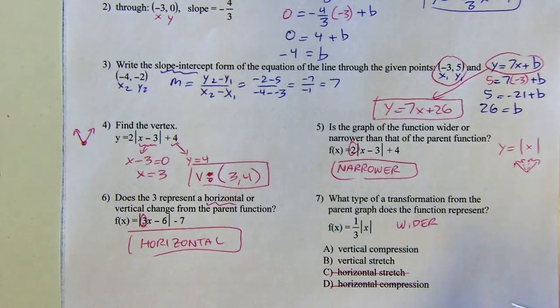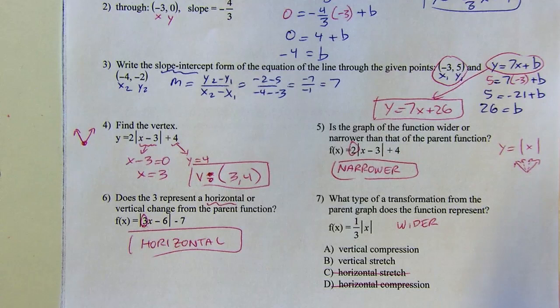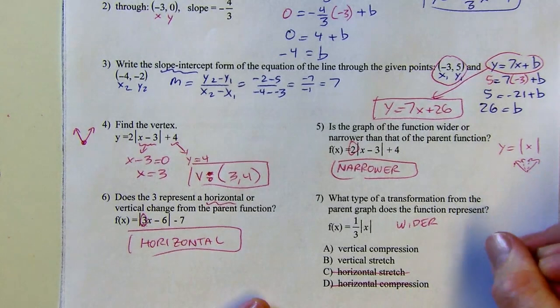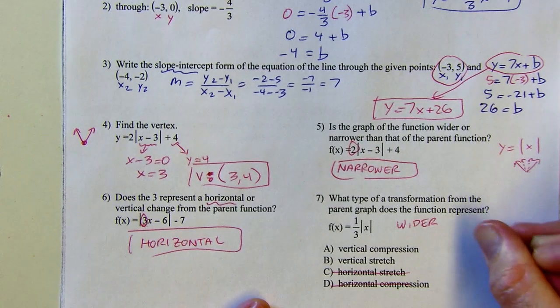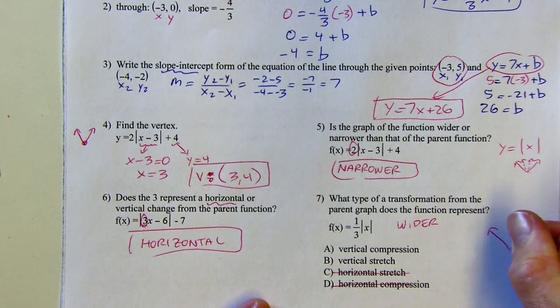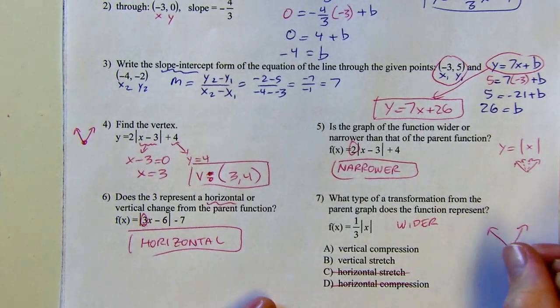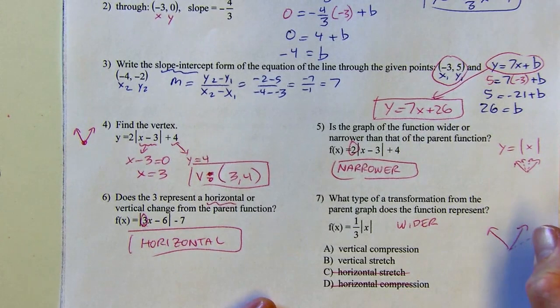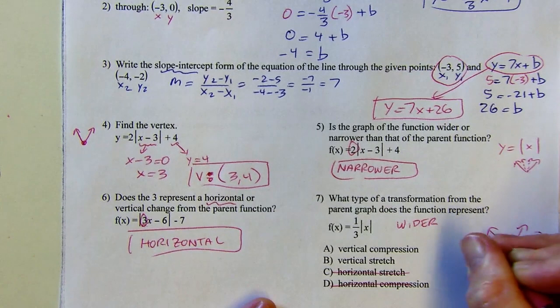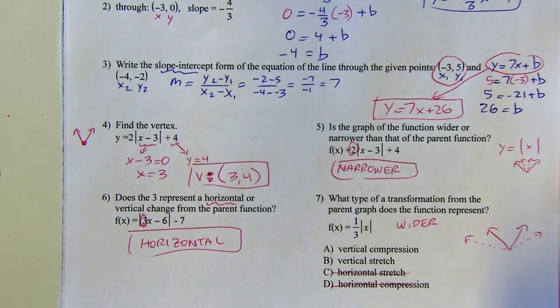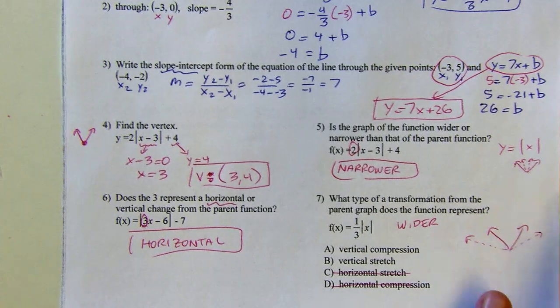Okay, so hey, I'm going to eliminate those two because I know it's a vertical change. Now the big question, the hardest part of this, is to figure out if it's a vertical compression or stretch. So hey, I know that this is getting wider. So let's say this is the original, the parent graph. If it's getting wider, maybe it'll look something like this. Okay? So there's two ways that I can achieve that though.